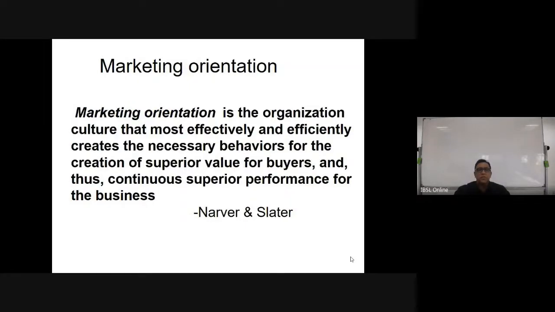And then also we studied what marketing orientation is. Marketing orientation is the organization culture that most effectively and efficiently creates the necessary behaviors for the creation of superior value for buyers, and thus continuous superior performance for the business. This is a very, very appropriate concept today. I said all the banks and finance sector companies should be marketing oriented.